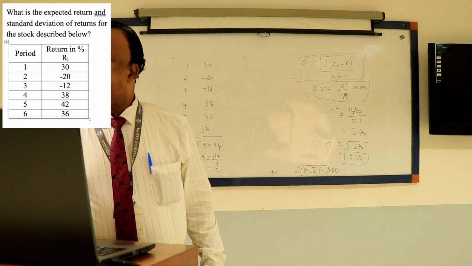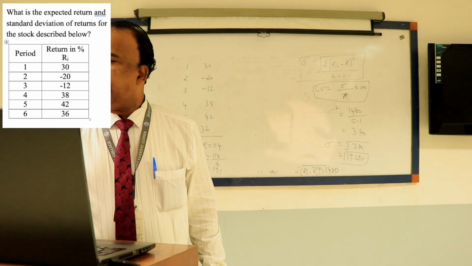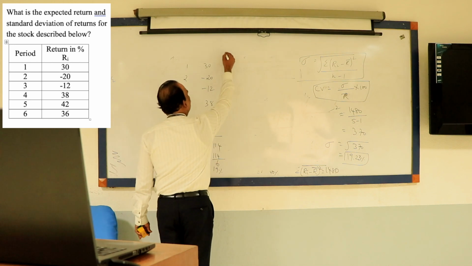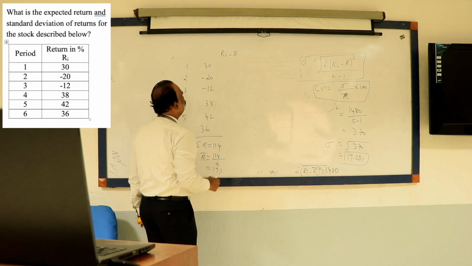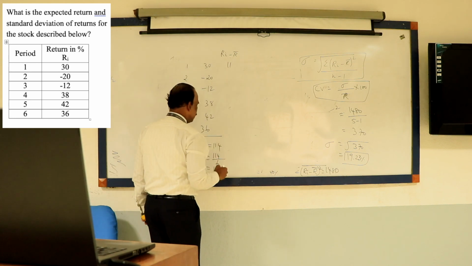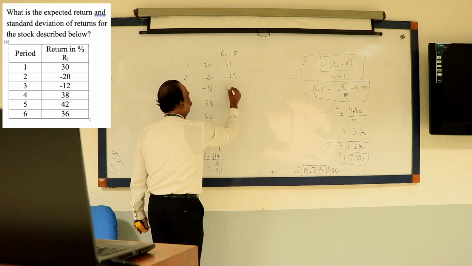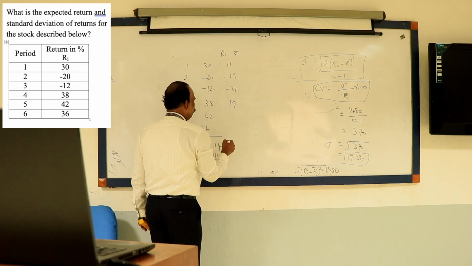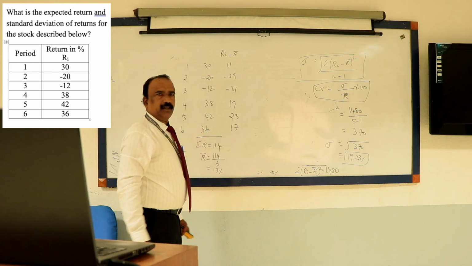Then second step is Ri minus R bar. Subtract R bar from the return. That is 30 minus 19, 11. Minus 20 minus 19, minus 39. Minus 12 minus 19, minus 31. 38 minus 19, 19. 42 minus 19, 23. 36 minus 19, 17. Correct?